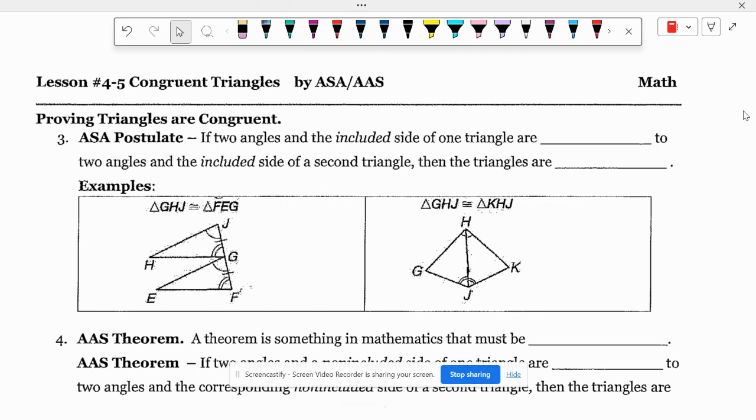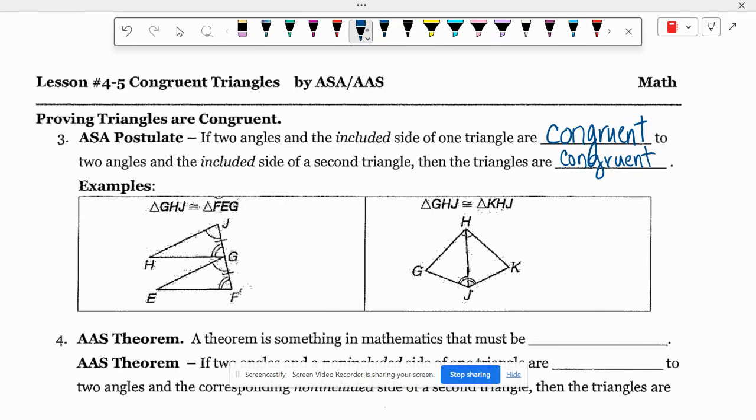So, the first one, proving two triangles congruent using angle, side, angle. If two angles and the included side, that means the side that sits in between the two angles, of one triangle are, what word do you think we need here? Congruent. To two angles and the included side of the second triangle, then the two triangles are congruent. Okay.